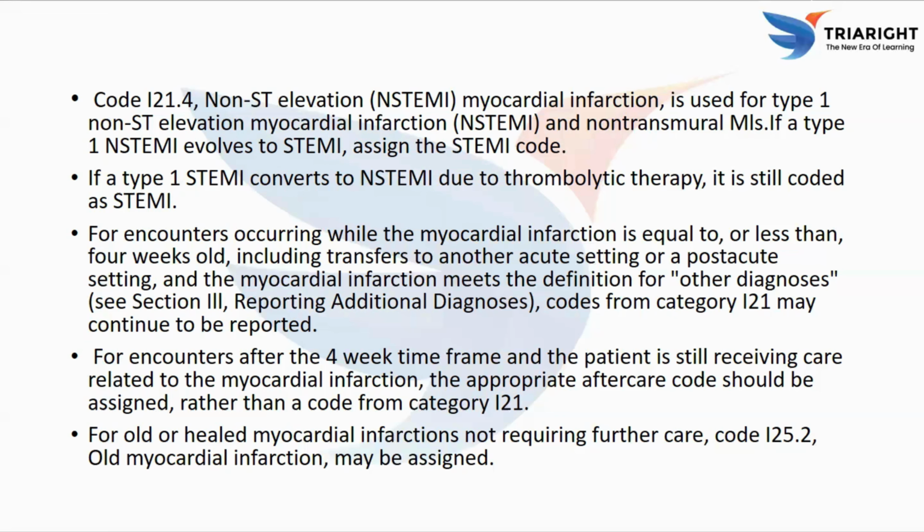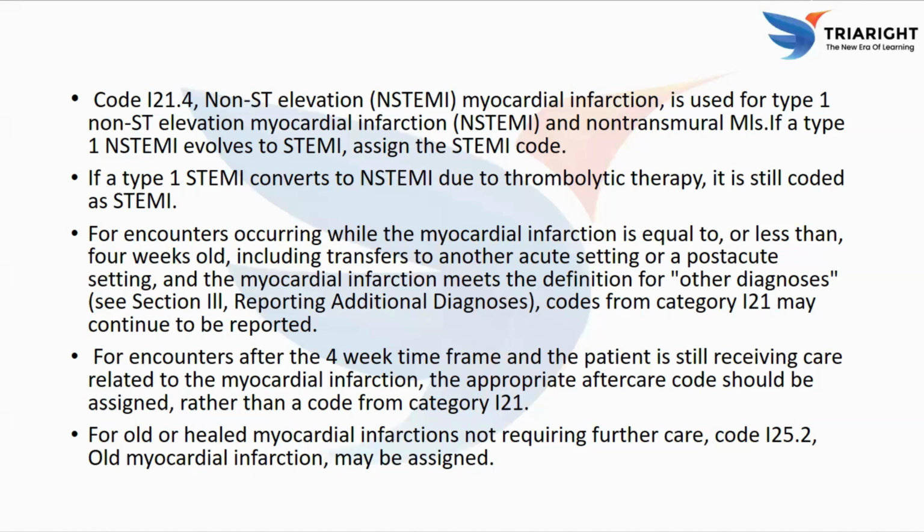So what are the timing rules for myocardial infarction coding? If the myocardial infarction is less than or equal to 4 weeks old, that is the acute phase, you have to use category I21 codes, that is acute MI. This applies even if the patient transfers to another hospital or care setting during that time. If the MI is greater than 4 weeks old but the patient is still receiving care, like cardiac rehab or a follow-up for complications, you must not assign the I21 codes anymore. Instead, you have to use the aftercare codes listed under the Z codes category.